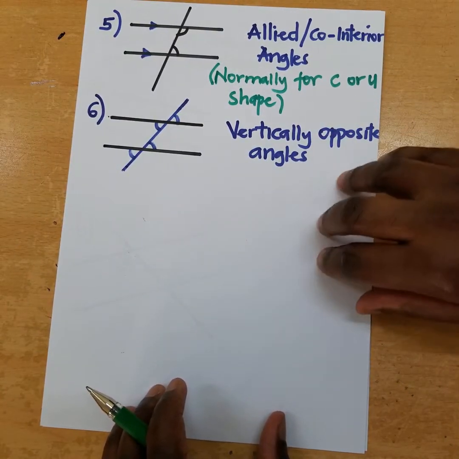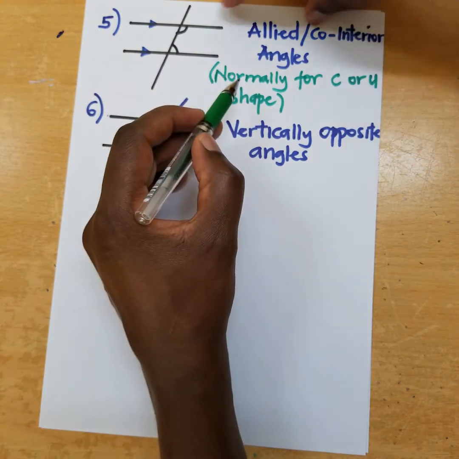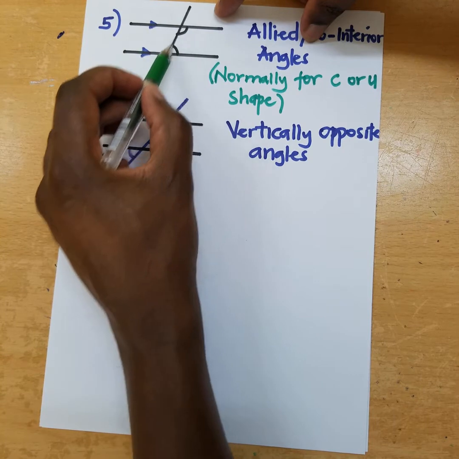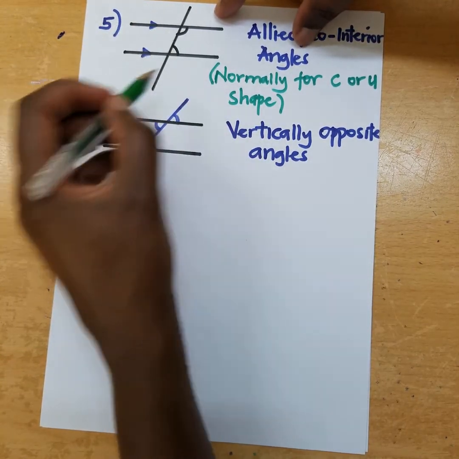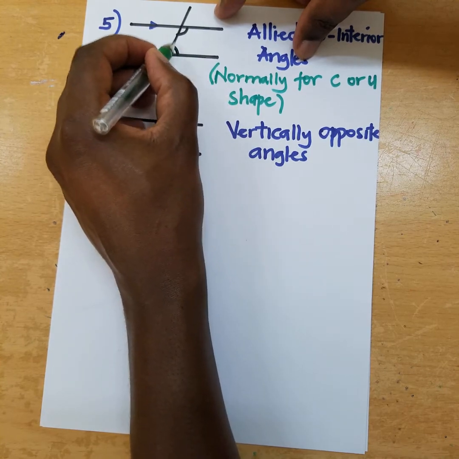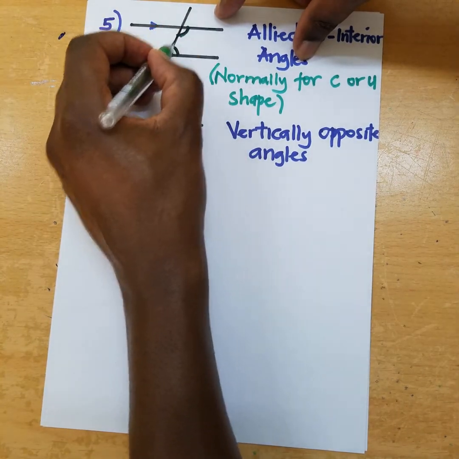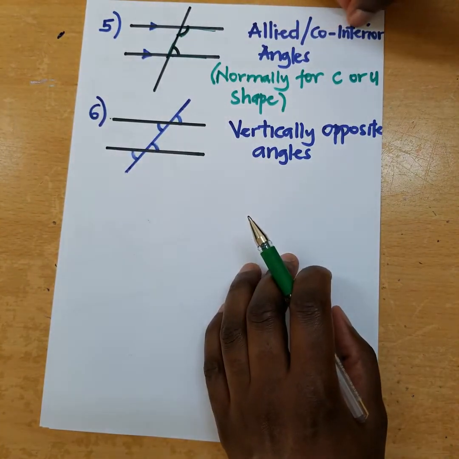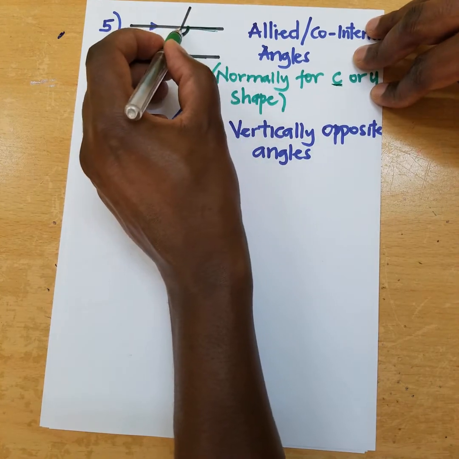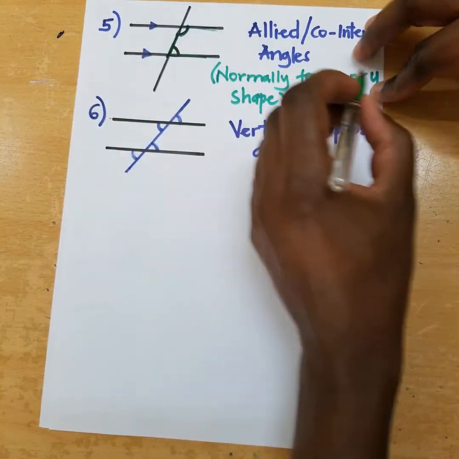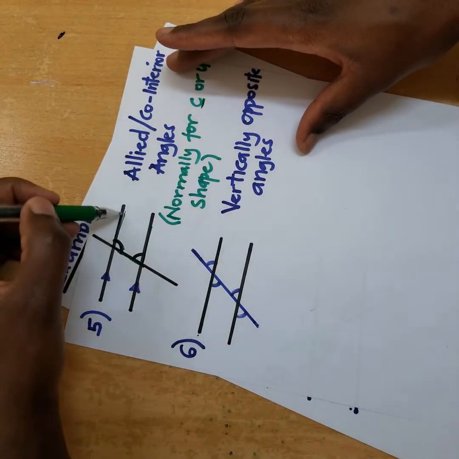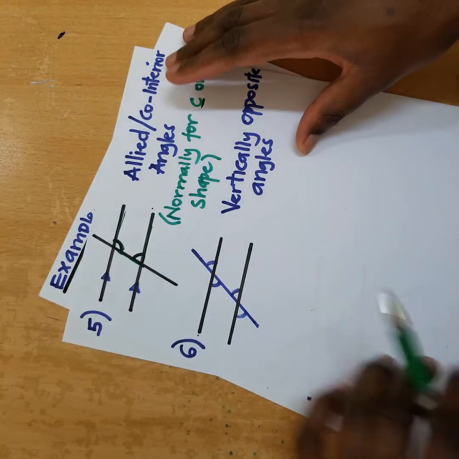What about allied angles? Allied angles are two angles on the same side of the transversal and they add up to 180. So these two angles are called allied or co-interior angles because normally they form what we call a C shape, you can see. Or sometimes if it is twisted like this, they form a U shape. Okay?